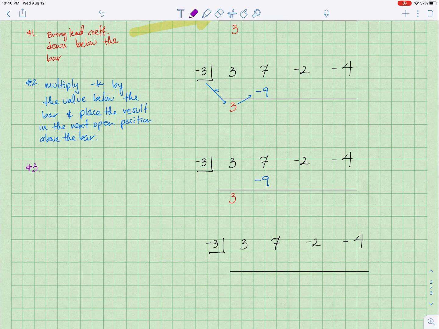Step number 3. Add the column values and put the result below the bar. So what are we talking about now? We're talking about these two values here in this column, and we're talking about adding them together. So 7 plus negative 9 is a negative 2.